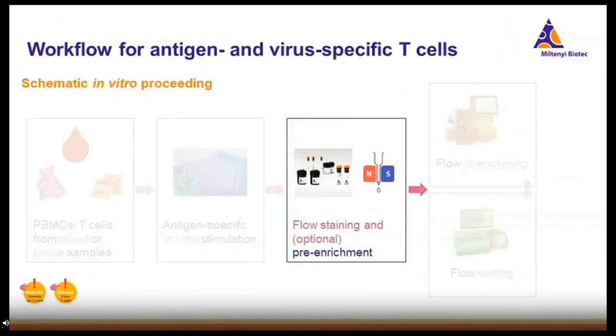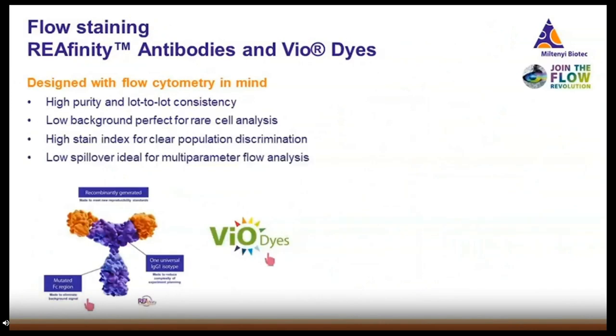Although in some cases we strongly recommend to enrich the cells before analysis, you can often also go ahead and stain the cells for flow analysis immediately after the stimulation. And we will have a look at our products for flow staining now. As already mentioned before, we have the REAffinity antibodies and VIO dyes. And I really have to say they have been designed with flow cytometry in mind. The REAffinity antibodies are recombinantly engineered. What does this actually mean?